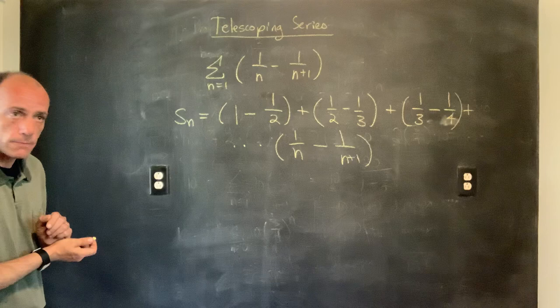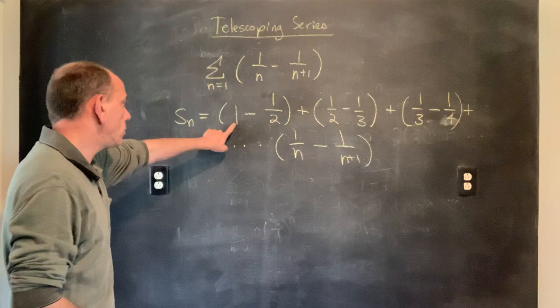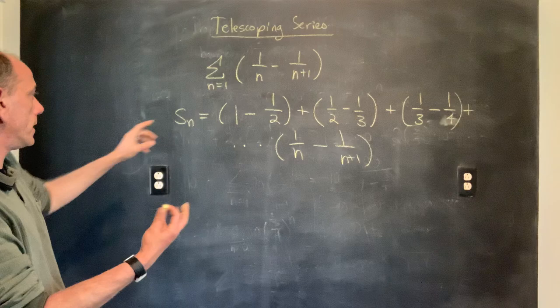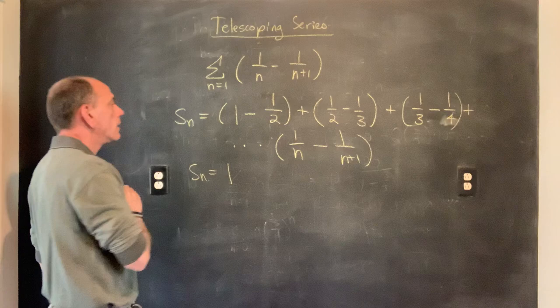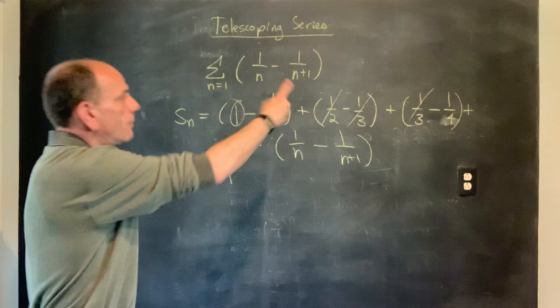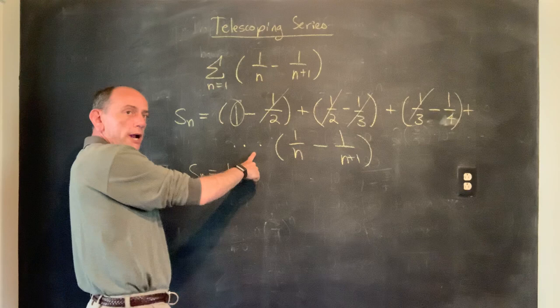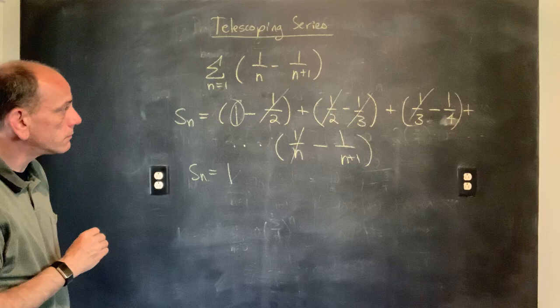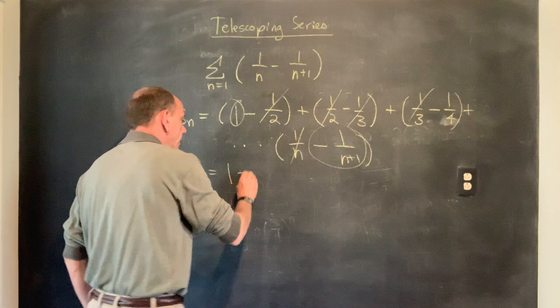Okay, now let's look at it. This 1, it looks like nothing ever cancels it out. It just hangs out there. So S of n is 1, and now this minus a half is going to cancel out with that plus a half. Likewise, this minus a third is going to cancel out with that plus a third. And the minus a fourth, the plus a fourth, and so on and so on. Now, there'll be a minus 1 over n right here, which will cancel out with this 1 over n. And I'll be left with this guy hanging out at the end, so minus 1 over n plus 1.